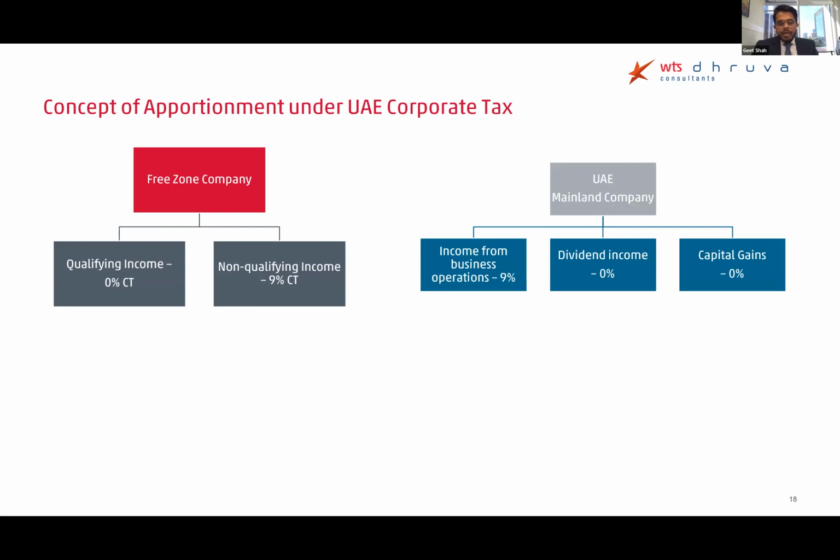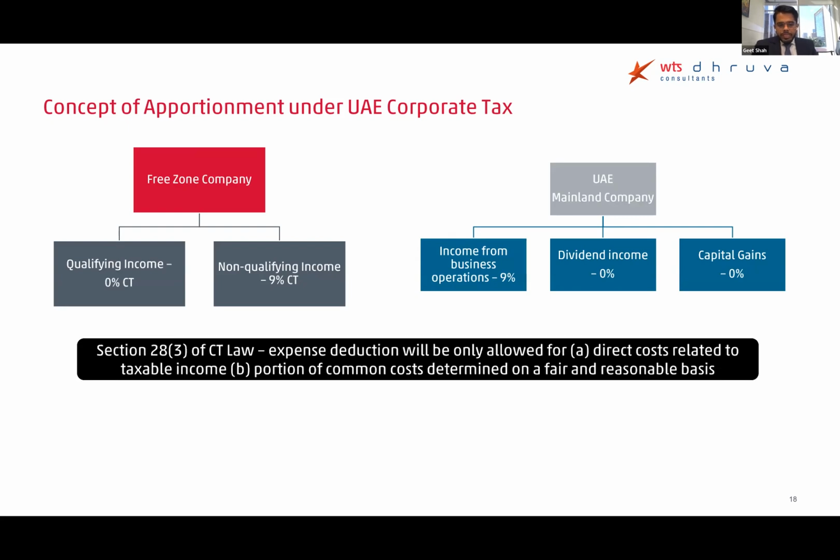Now, in these cases, companies will be required to apportion their common cost into the 0% income and the 9% income. So if you look at section 28(3) of the CT law, it clearly says that the deduction of the expenses will have to be made, but there will be a bifurcation that companies have to do. One is the direct costs, which are directly in relation to the 9% taxable income. And secondly, for common cost, only a portion of expense will be allowed on a fair and reasonable basis, similar to what is given in the UAE VAT law, where companies are required to apportion their cost based on a fair and reasonable basis.